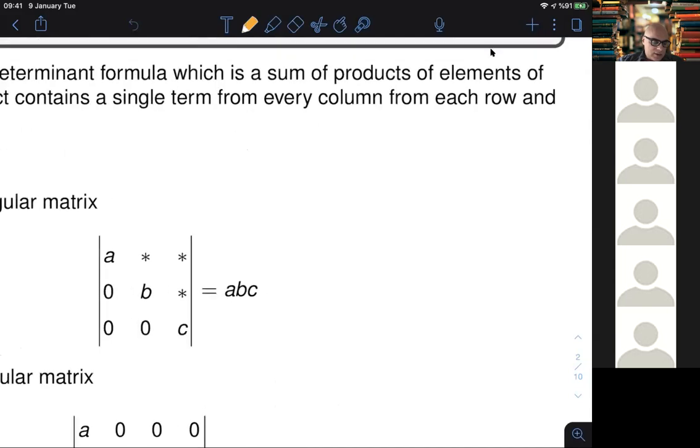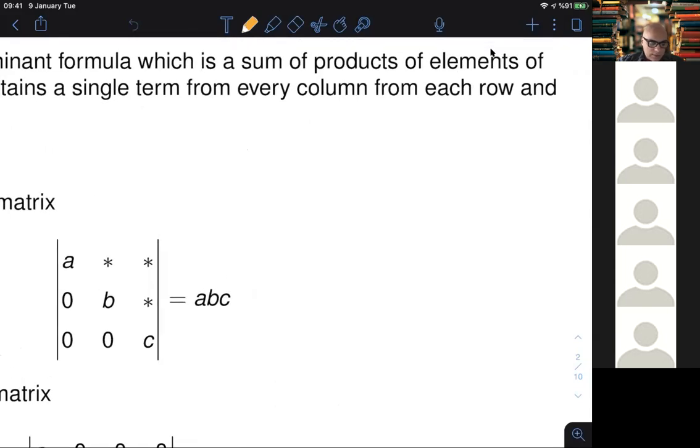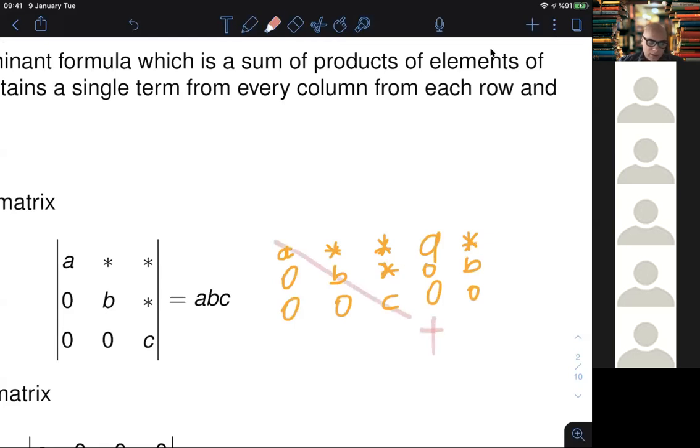So how can we see this? We can see this easily using the Sarrus rule, for example, right? I'm sorry, A, 0, 0. There's a star here, B and 0. And there's a star here, and then C. And we repeat these columns, and then if you use the Sarrus rule, this will come with a plus sign, this will come with a plus sign, and this will come with a plus sign. Now let me change the color.